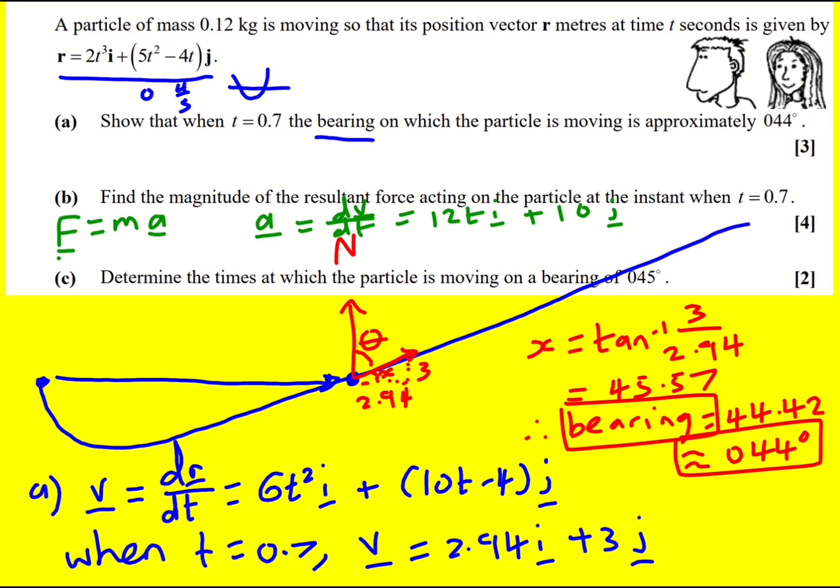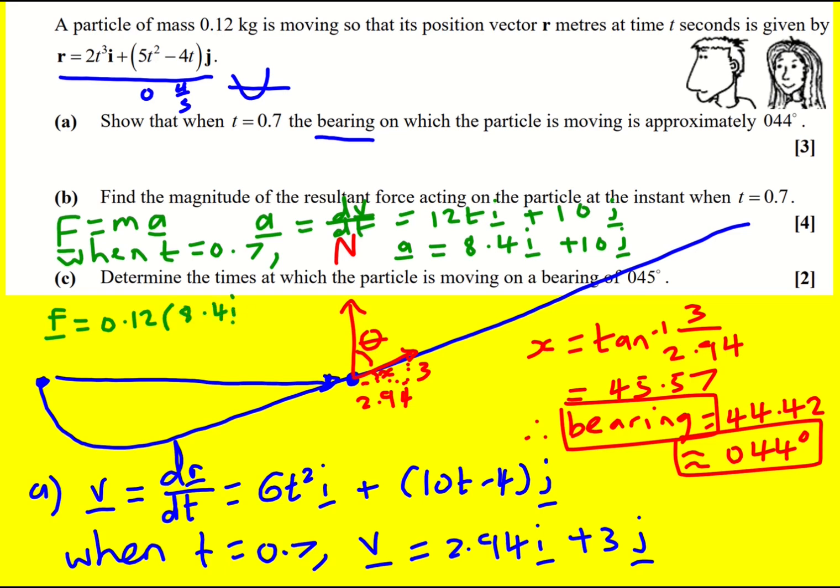And when t equals 0.7, a is going to be 12 times 0.7. 12 times 7 is 84, so it's going to be 8.4 i, and then we've still got the plus 10 j. So I can do a similar sort of thing here. I can write down that F is going to be 0.12 times 8.4 i plus 10 j.